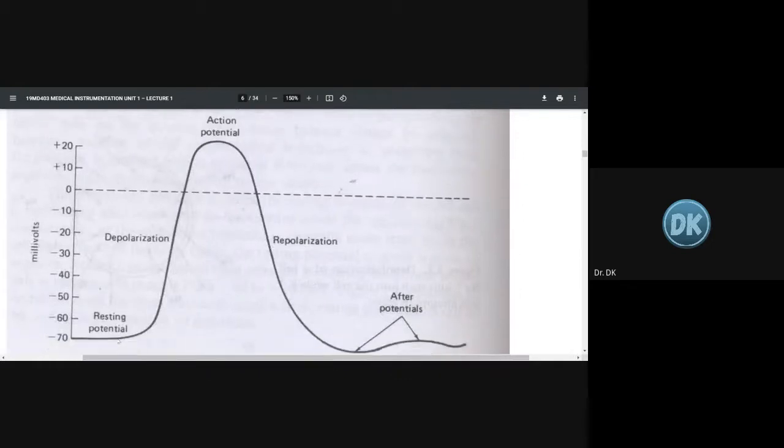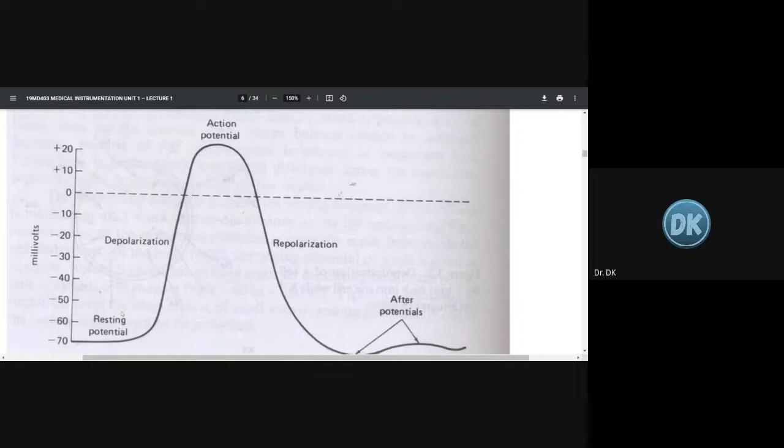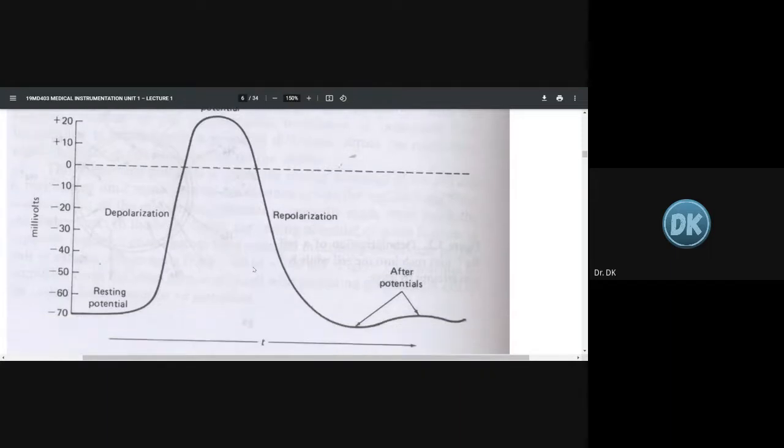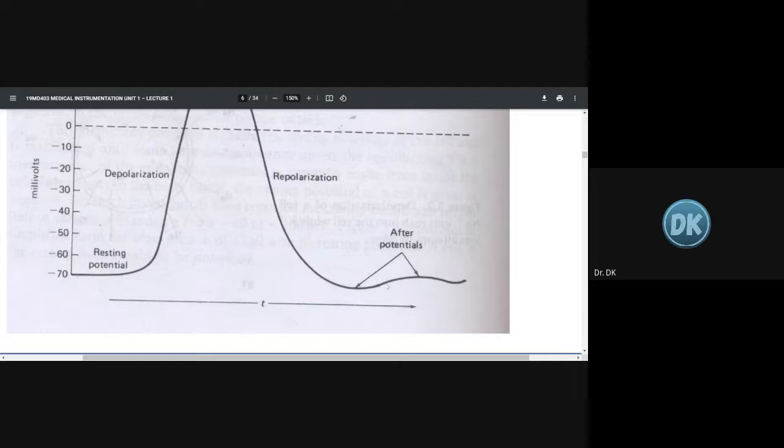So you have a resting potential which is minus 70 millivolts, and then the depolarization happens. More sodium ions are moving inside and there is an action potential which is plus 20 millivolts, and then again the cell comes back to its equilibrium stage. Here you have a repolarization happening, and then it doesn't just go back to its resting potential, there is a hyperpolarization stage. At this stage the sodium potassium pump will act as a key factor to restore the normal resting potential, and then the cell will come back to its resting potential stage.